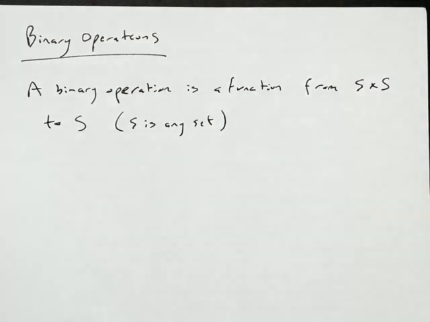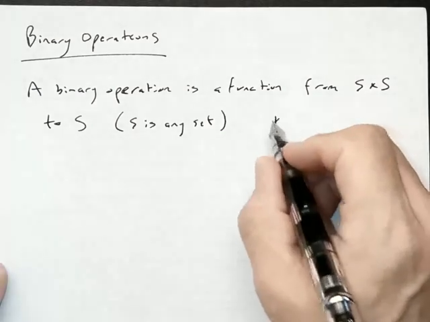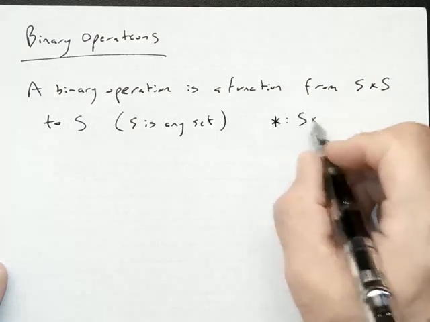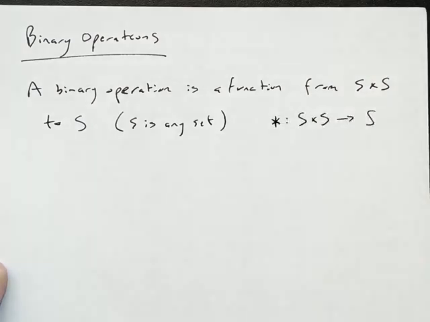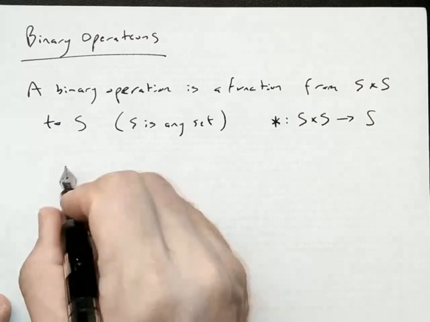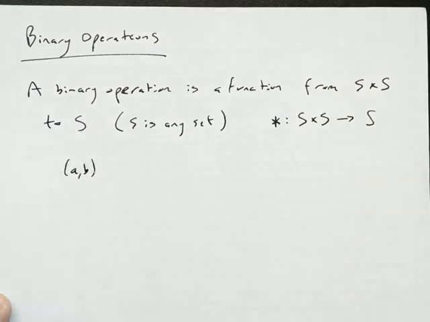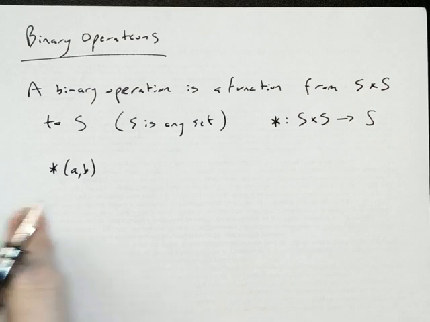Formally, I would write, I'm even going to use a weird name for my function, I'm going to call it star, and it goes from the Cartesian product of S with itself to S, instead of calling it F. Right? But that would mean that I would take two things, an ordered pair, and I would do star to it. F of x, y. Star of A, B. And I get out something. I hate this notation for an operation.